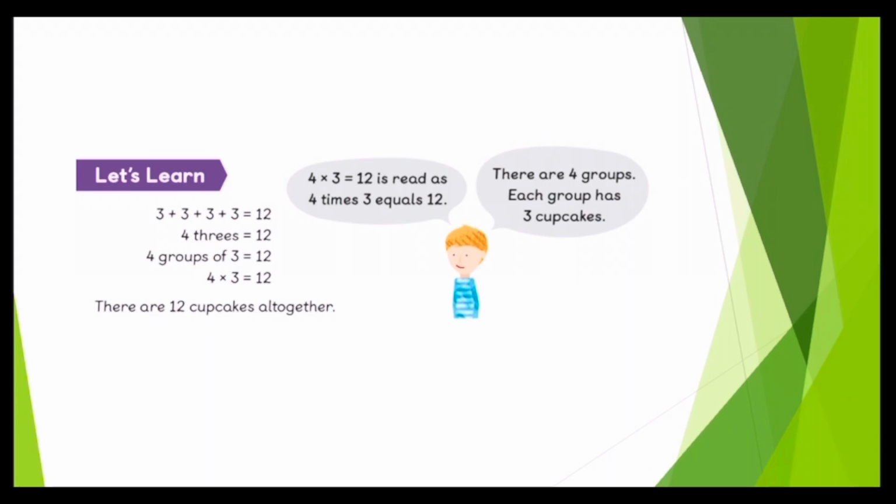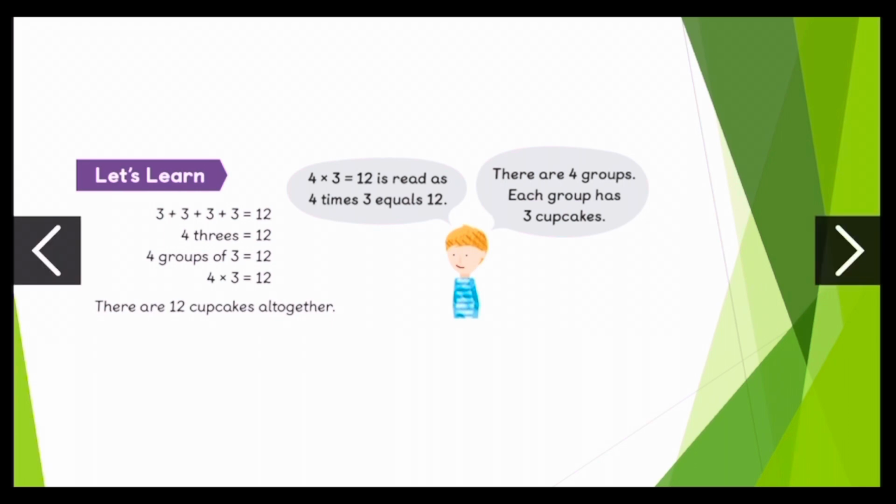Let's learn together. So 3 add 3 add 3 add 3 equals 12. 4 threes equals 12. That's 4 lots of 3. 4 groups of 3 equal 12. 4 times 3 equals 12. So you can see at the end one there, 4 times 3, we've used the multiplication symbol. And that symbol stands for groups of something. So we've got 4 groups of 3, which equal 12. There are 12 cupcakes altogether.